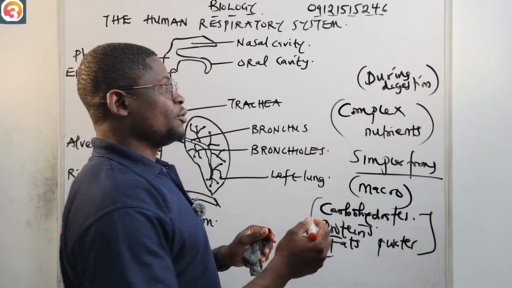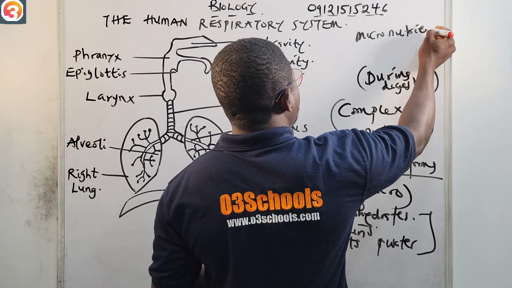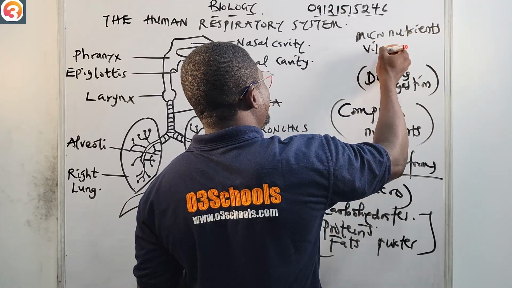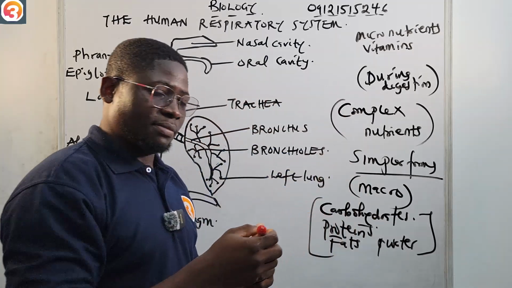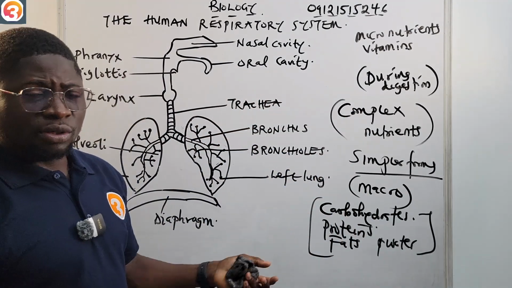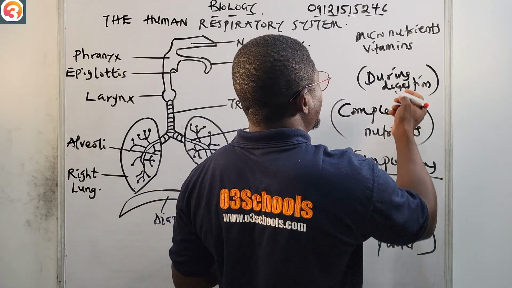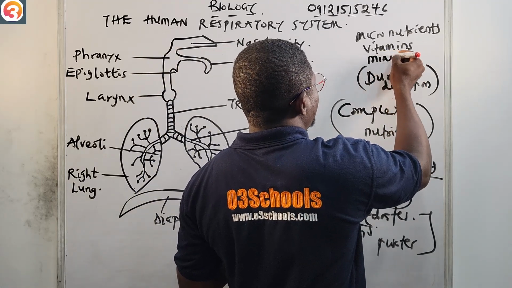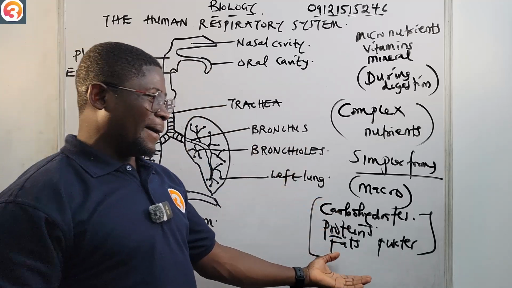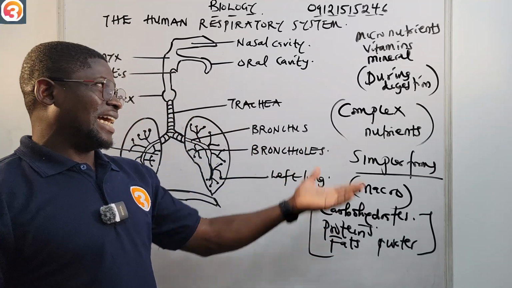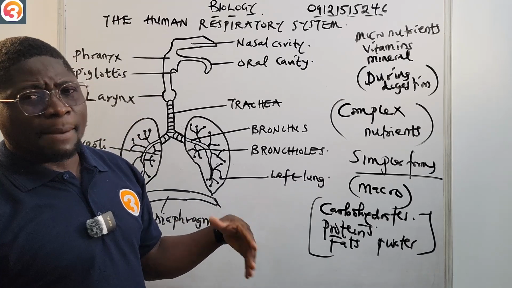While the micronutrients include vitamins. Please take note of them. It is not part of what we are discussing today, but of course it's good that we know them. You see them in your past questions also. So we have our micronutrients: vitamins and minerals, mineral salts. These are our macronutrients. These are micronutrients.